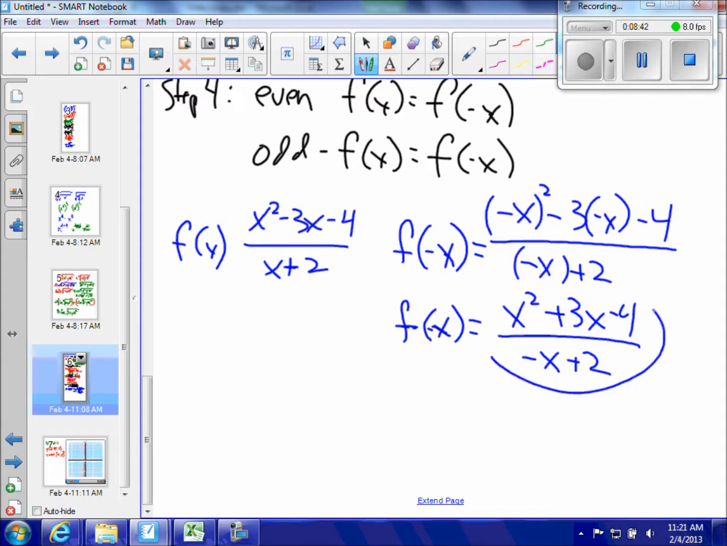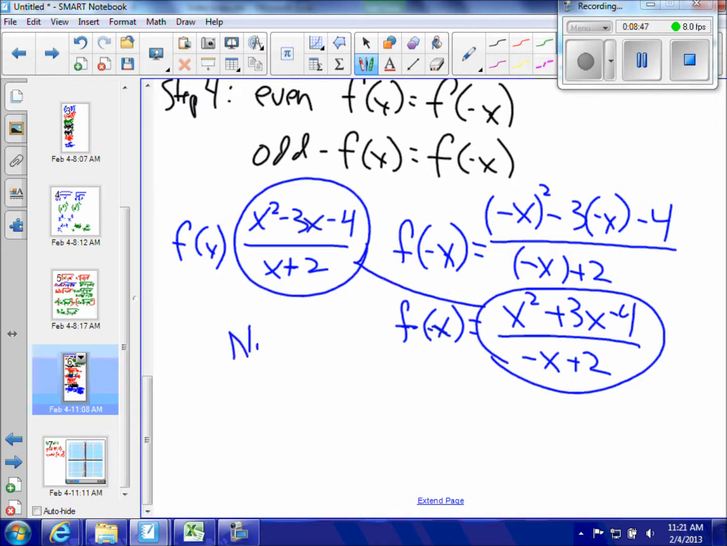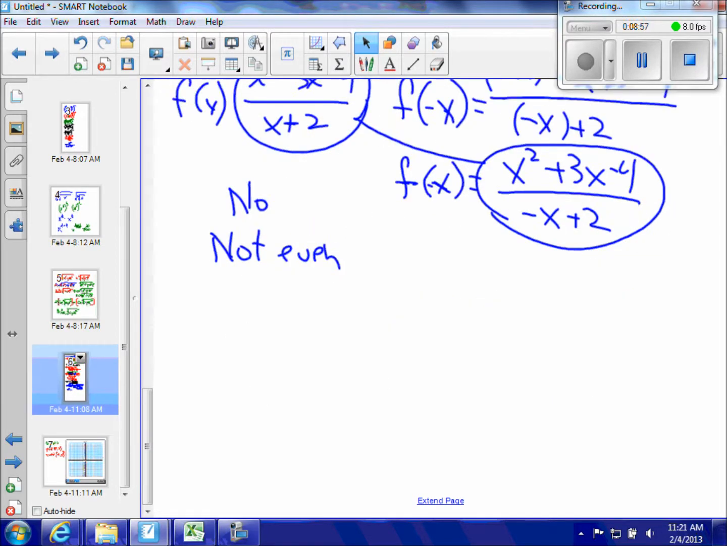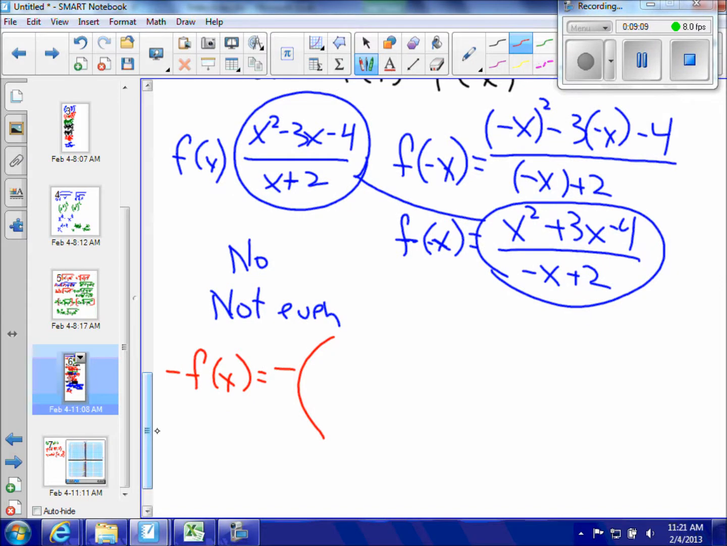Is this equal to this? No. So it is not even. Well, let's now see about my negative f of x. Negative f of x is equal to negative, and then I put in parentheses my whole function, right? x squared minus 3x minus 4 over x plus 2.